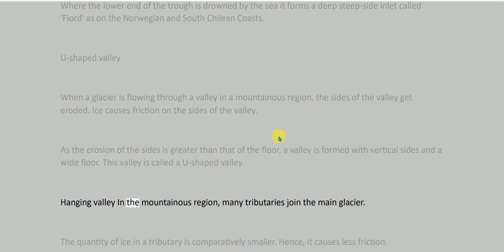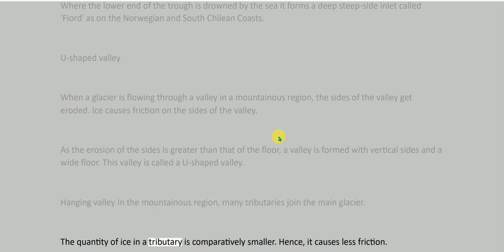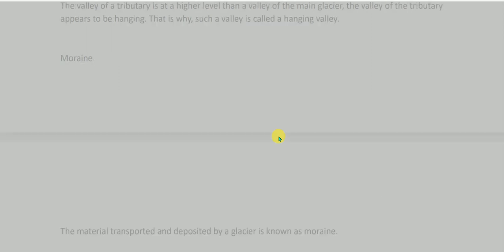Hanging valley. In the mountainous region, many tributaries join the main glacier. The quantity of ice in a tributary is comparatively smaller. Hence, it causes less friction. The valley of a tributary is at a higher level than the valley of the main glacier. The valley of the tributary appears to be hanging. That is why such a valley is called a hanging valley.